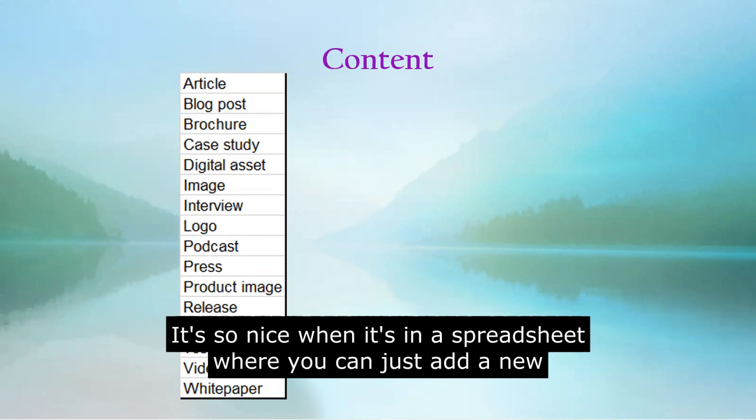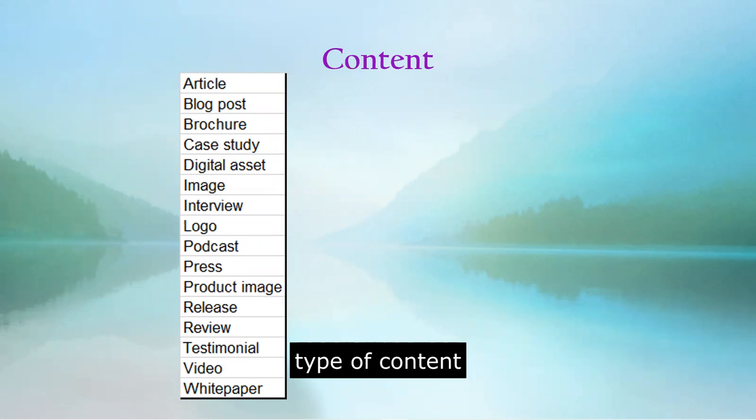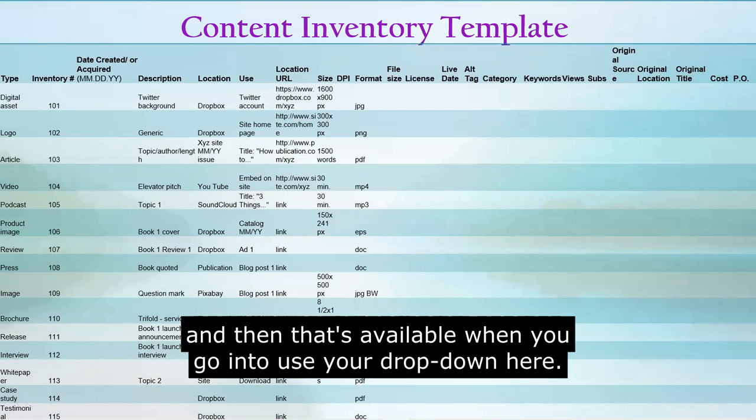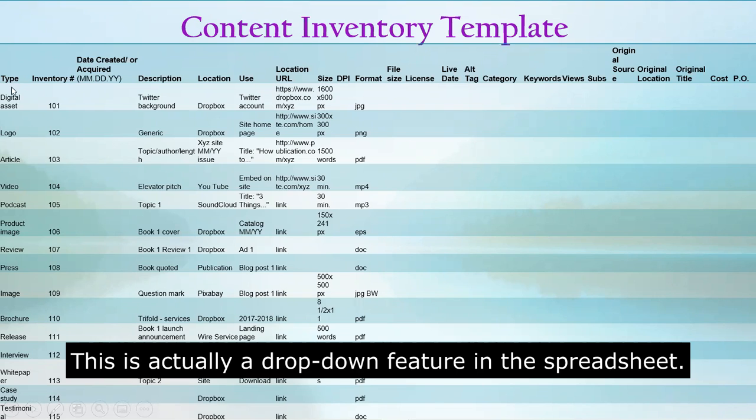It's so nice when it's in a spreadsheet where you can just add a new type of content as time goes on, and then that would be available when you go in to use your drop down here. This is actually a drop down feature in the spreadsheet when you get the spreadsheet there.